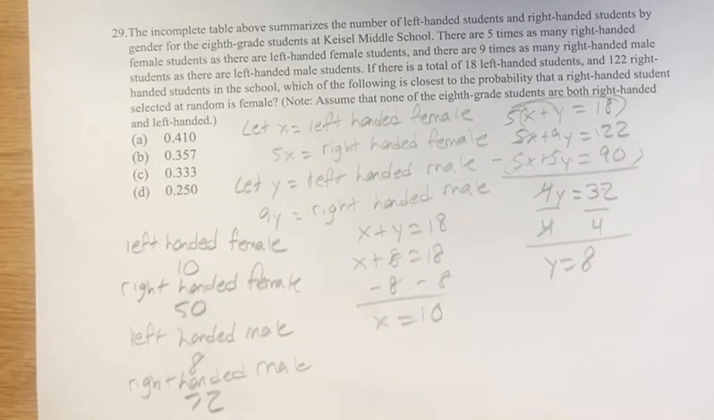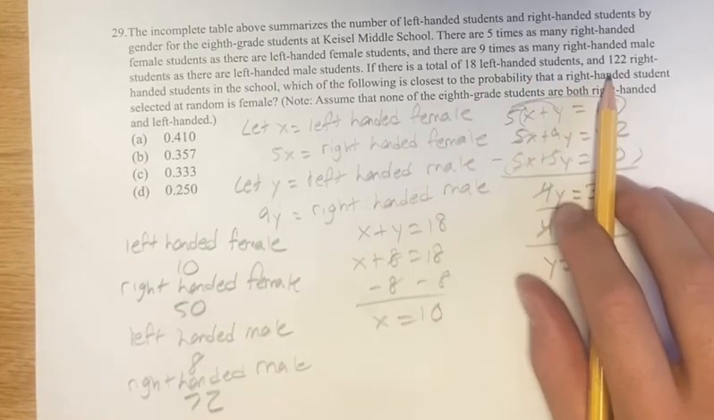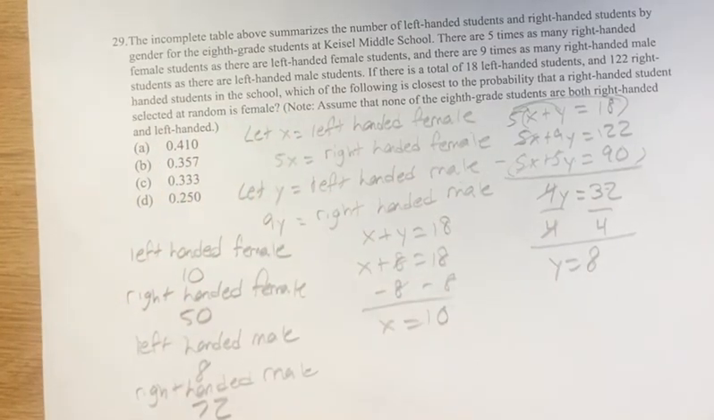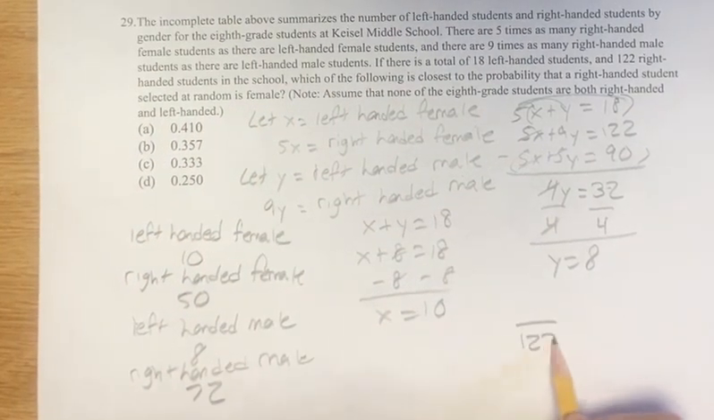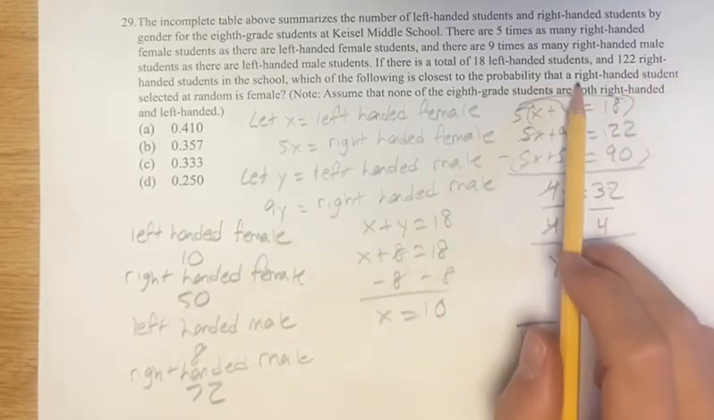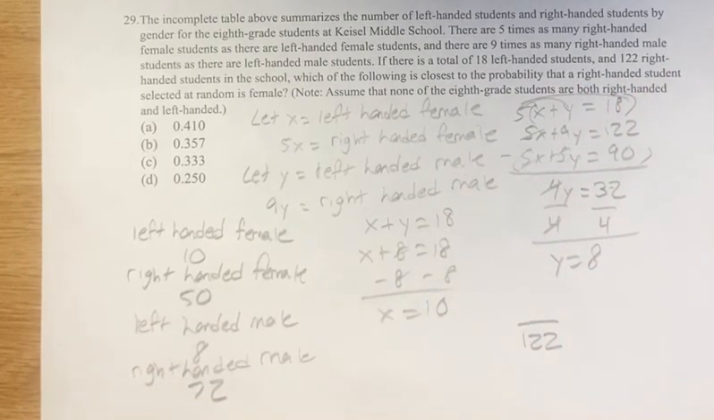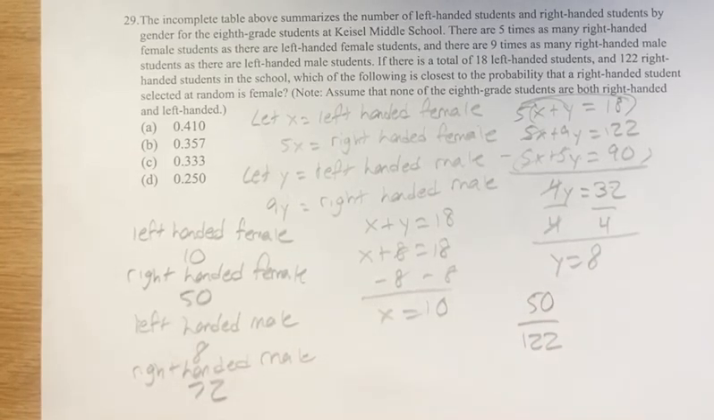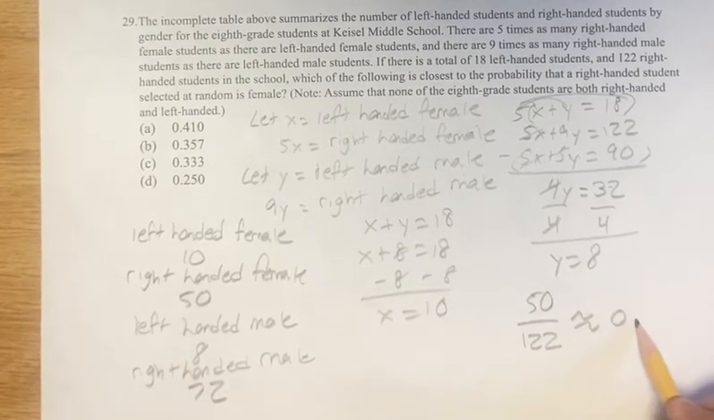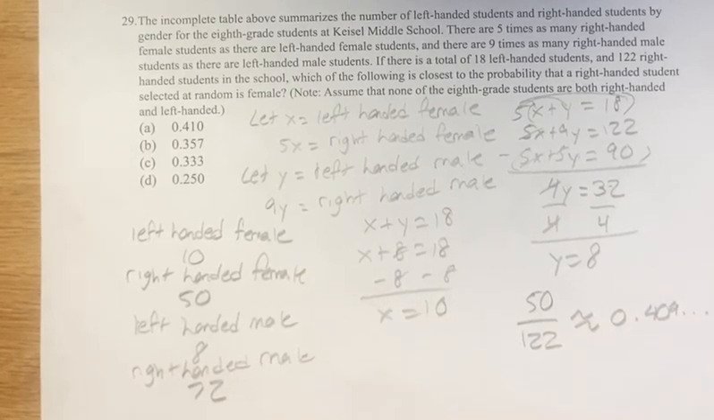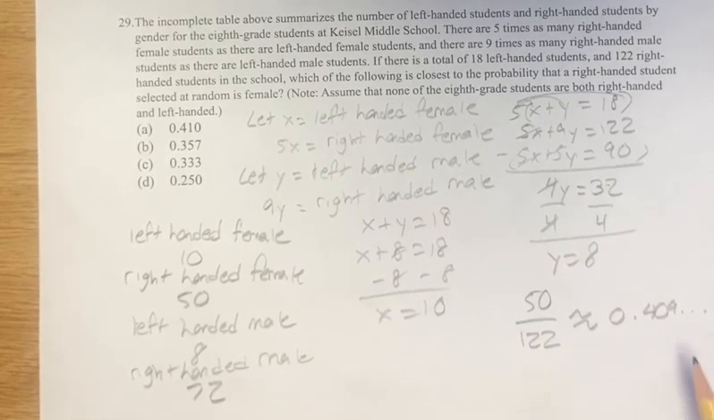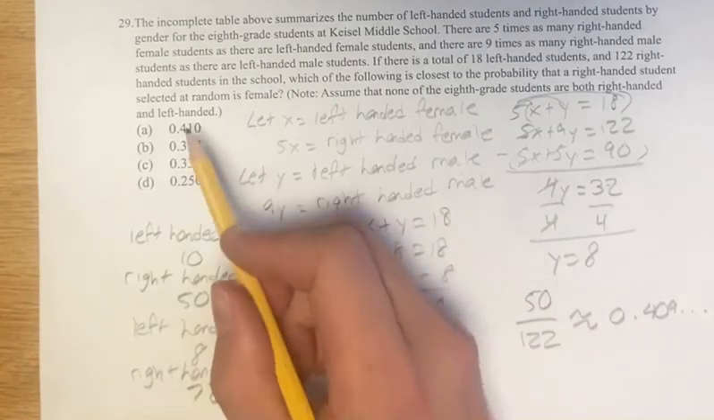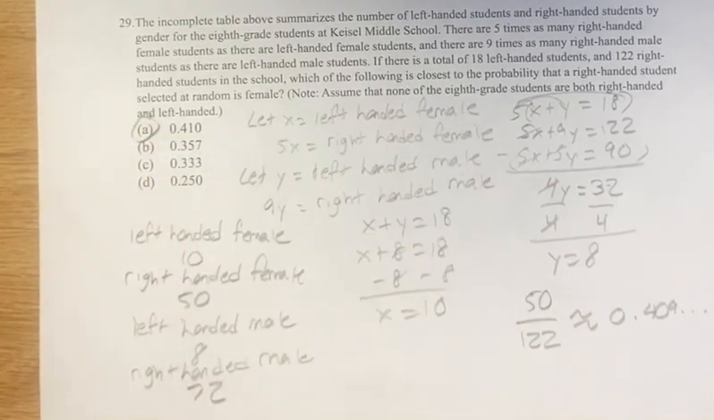Now, the question which we are asked is, what is the probability that a right-handed student selected at random is female? So out of the 122 total right-handed students, what is the probability that one of them is female? Well, out of the 122 students, we know that 50 of them are right-handed females. So the probability is going to be 50 divided by 122, which, if you do it out, is roughly 0.409 and so on. And this is extremely close and would probably be equal to, if you rounded it properly, 0.410, which means A is going to be your final solution.